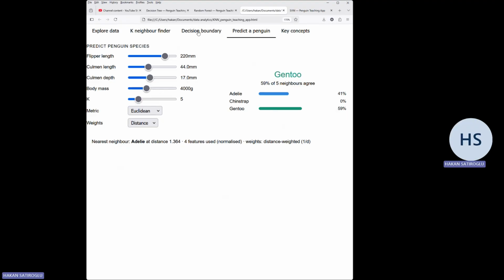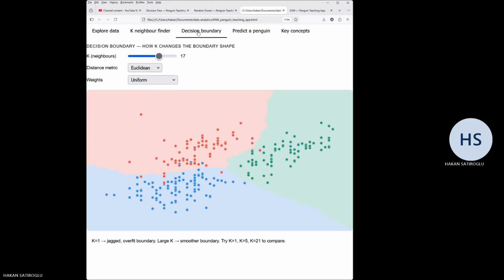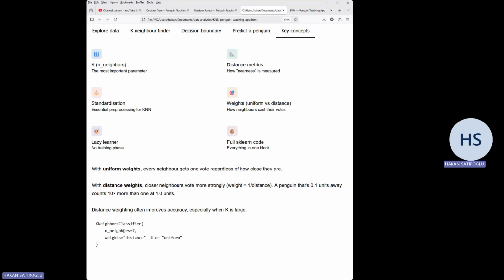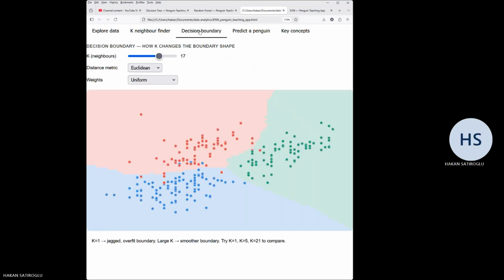And so, we can also adjust the weight. This is another option you can check here. With distance weight, closer neighbors vote more strongly, so your calculation is going to be more relevant to the close ones. You are going to put more weight on the nearest neighbors. That's what distance weights and distance metric are for.